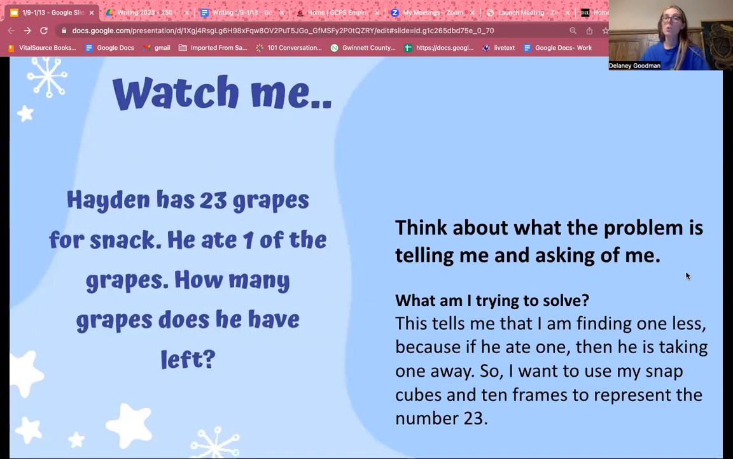So, I want you to watch me as I think about this problem. So, here's my problem. It says, Hayden has 23 grapes for snack. He ate one of the grapes. How many grapes does he have left? So the first thing I always do is I think about what the problem is telling me and what the problem is asking me to do.